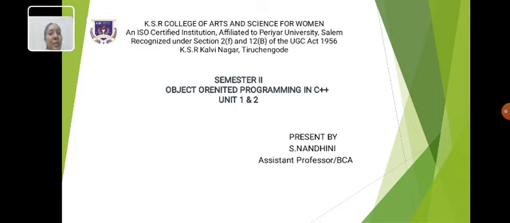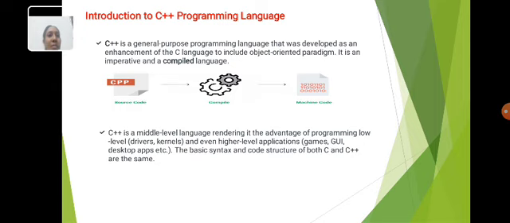Today we are going to learn about the subject Object-Oriented Programming in C++, Unit 1 and Unit 2 topics. First, introduction to the C++ programming language. C++ is a general purpose programming language that was developed as an enhancement of the C language to include the object-oriented paradigm. It is an imperative and compiled language.